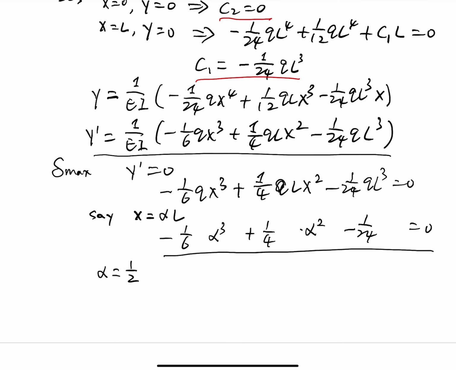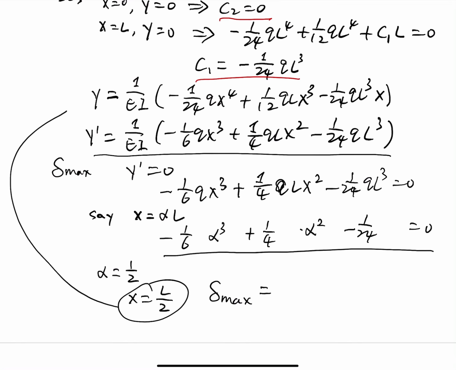So at the mid span, x equal to L over 2, we have the maximum deflection. Plugging x equal to L over 2 into this equation, we got the maximum deflection as 5qL to the fourth over 384 EI. Then we can plug in the values of q, the span L, E and the moment of inertia into this expression. Then we get the maximum deflection.